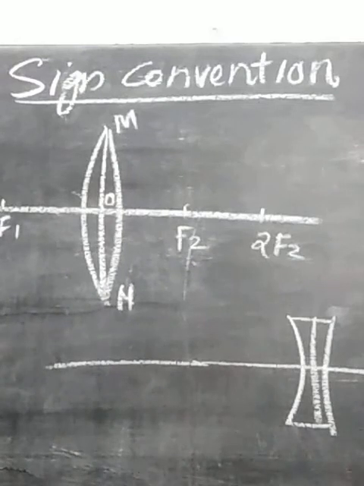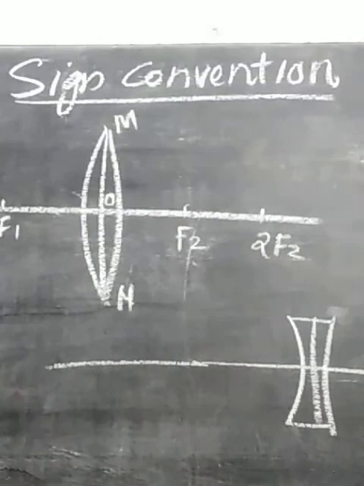Children, now we discuss what is sign convention for mirrors. We studied sign convention for mirrors, and almost all the rules are given by the New Cartesian sign convention. According to the New Cartesian sign convention, there are a set of rules that will help us to find or to measure some of the distances in a ray diagram.